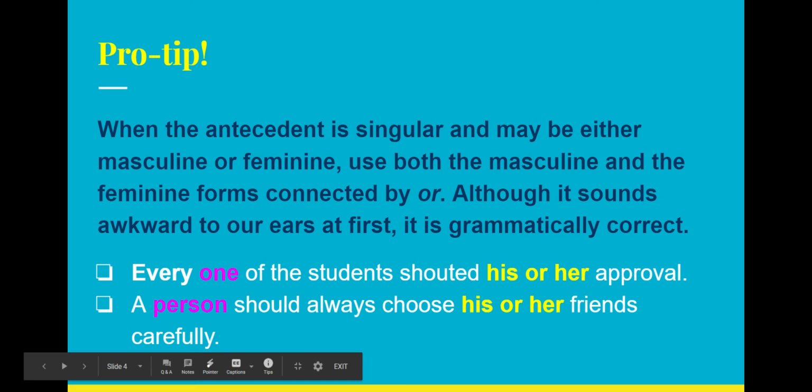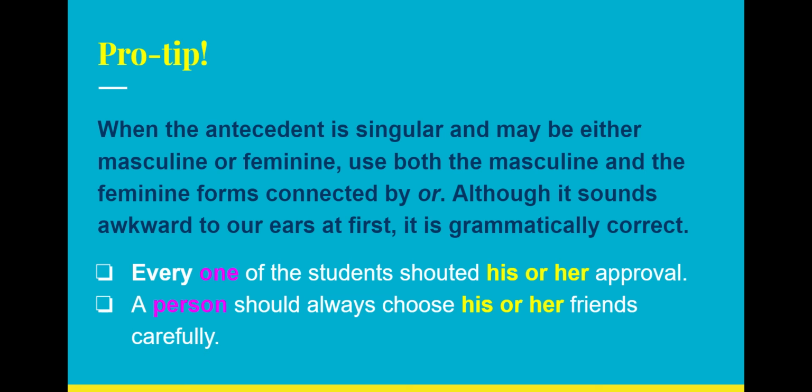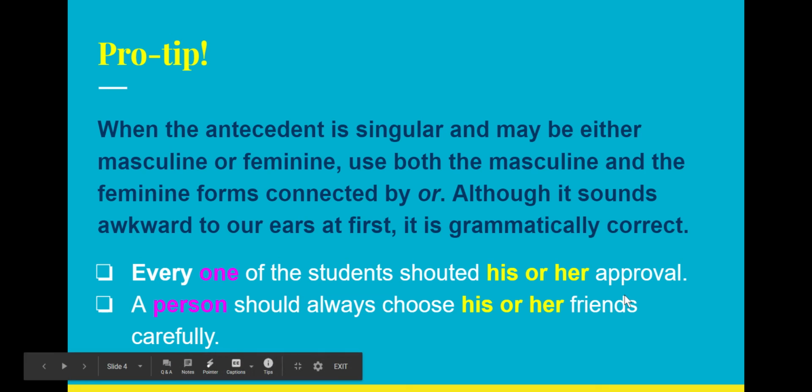Now, typically when we're speaking in our speech, we would say every one of the students shouted their approval, right? That sounds good to our ears, but technically that's not grammatically correct. We need to use his or her. Same thing here, a person, so that's my antecedent, that's singular. A person should always choose his or her friends carefully. So because this is a singular antecedent, I need singular pronouns, his or her, because I don't know if I need the masculine or feminine form.